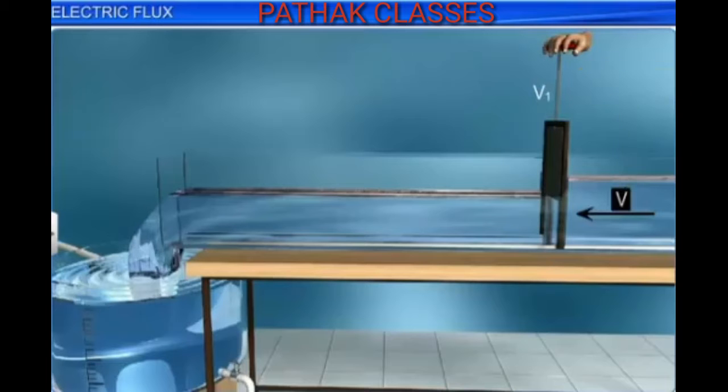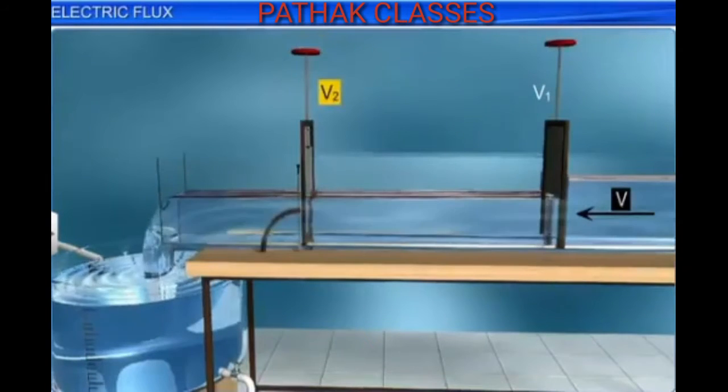Let us install one more valve V2 downstream to V1. V2 is pivoted to the bottom of the channel. Valve V2 can swing about a horizontal axis, which is perpendicular to the direction of flow of water. This completes the apparatus. Now for the experiment.